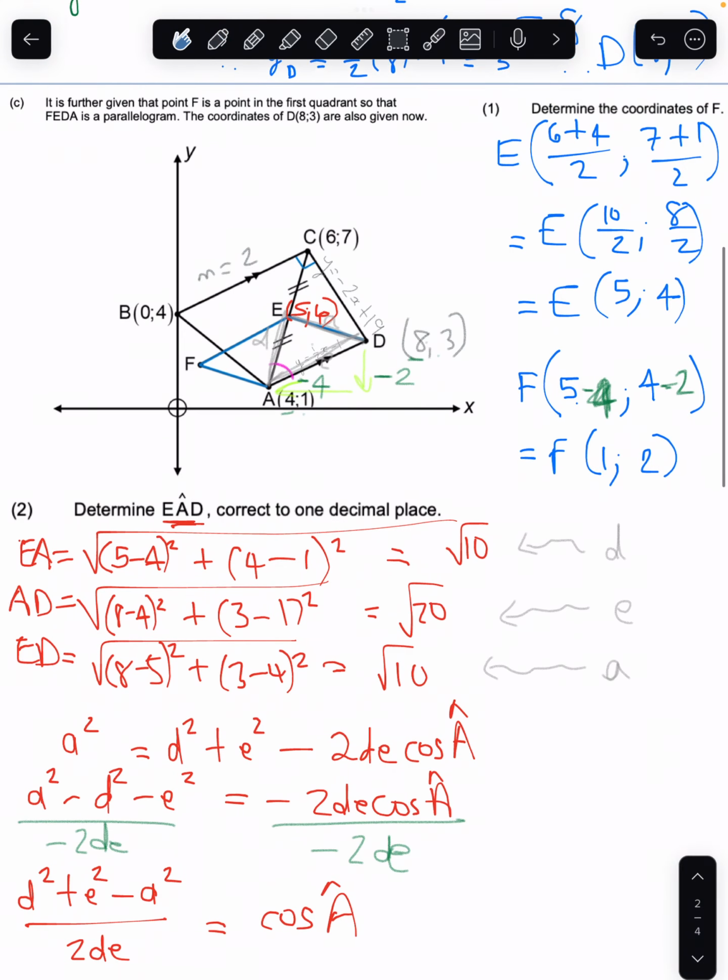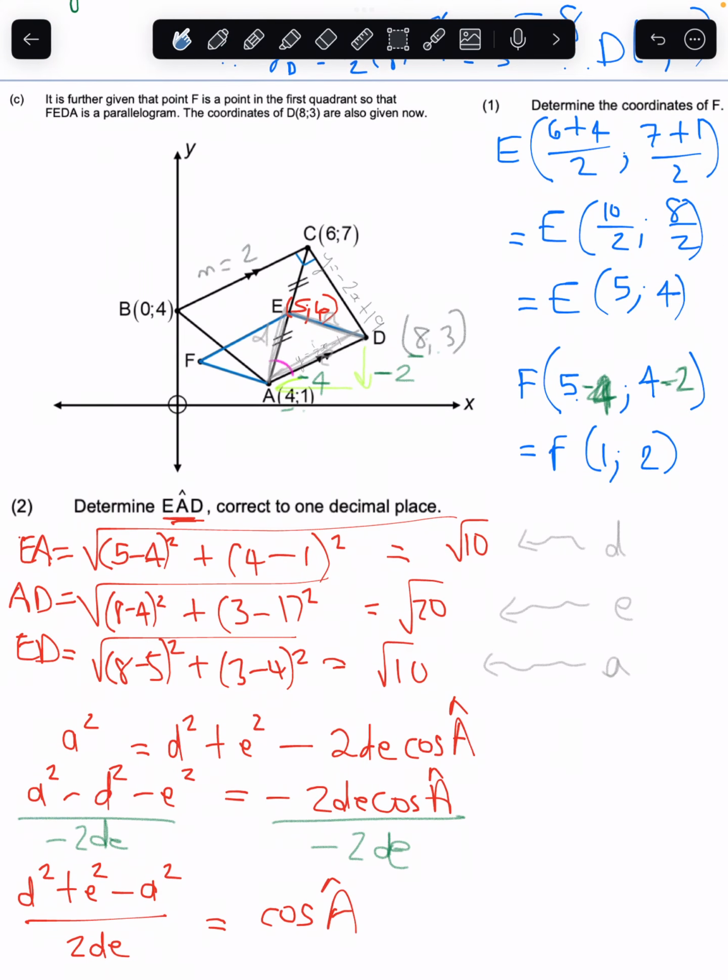Right? I must say, corrected to 1 decimal place is giving me heebie-jeebies. Yeah, it's not looking good. EAD. It's really not giving an obtuse angle. If I look at this angle, I know we're not meant to swear by the diagram, but this angle is not really looking obtuse. So I'm just going to double check my workings.